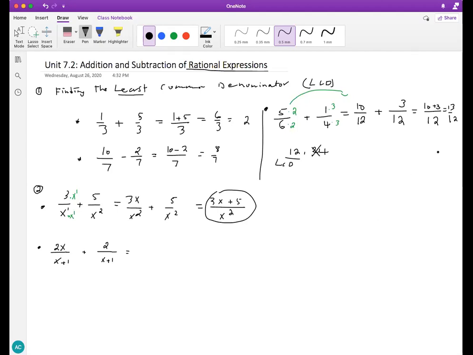Everybody, can you add these fractions right away? And why? Yes, we can. Because they're the same. When you add fractions, what's the first thing you look at?